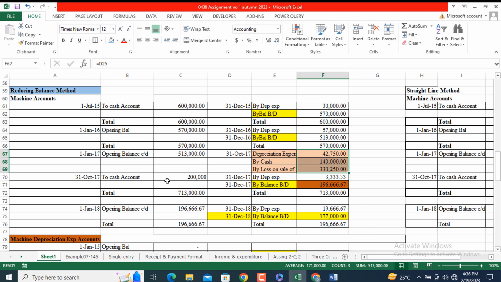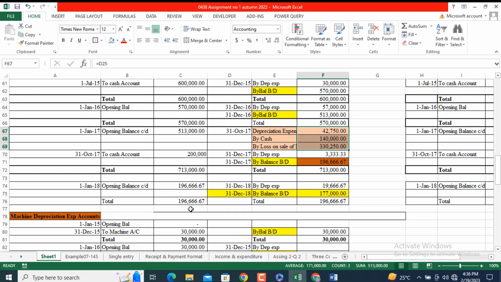513,000. So on the same day we are going to purchase a new machine which is 200,000, and the depreciation expense of this machine for the 2 months is 3,333.33. So balance brought down is equal to 496,667, and on the opening day of the year 2018 it will be here. On the closing date, its depreciation expense is equal to 19,667 under the reducing method. So we will get this balance amount which will be carried towards the next year.